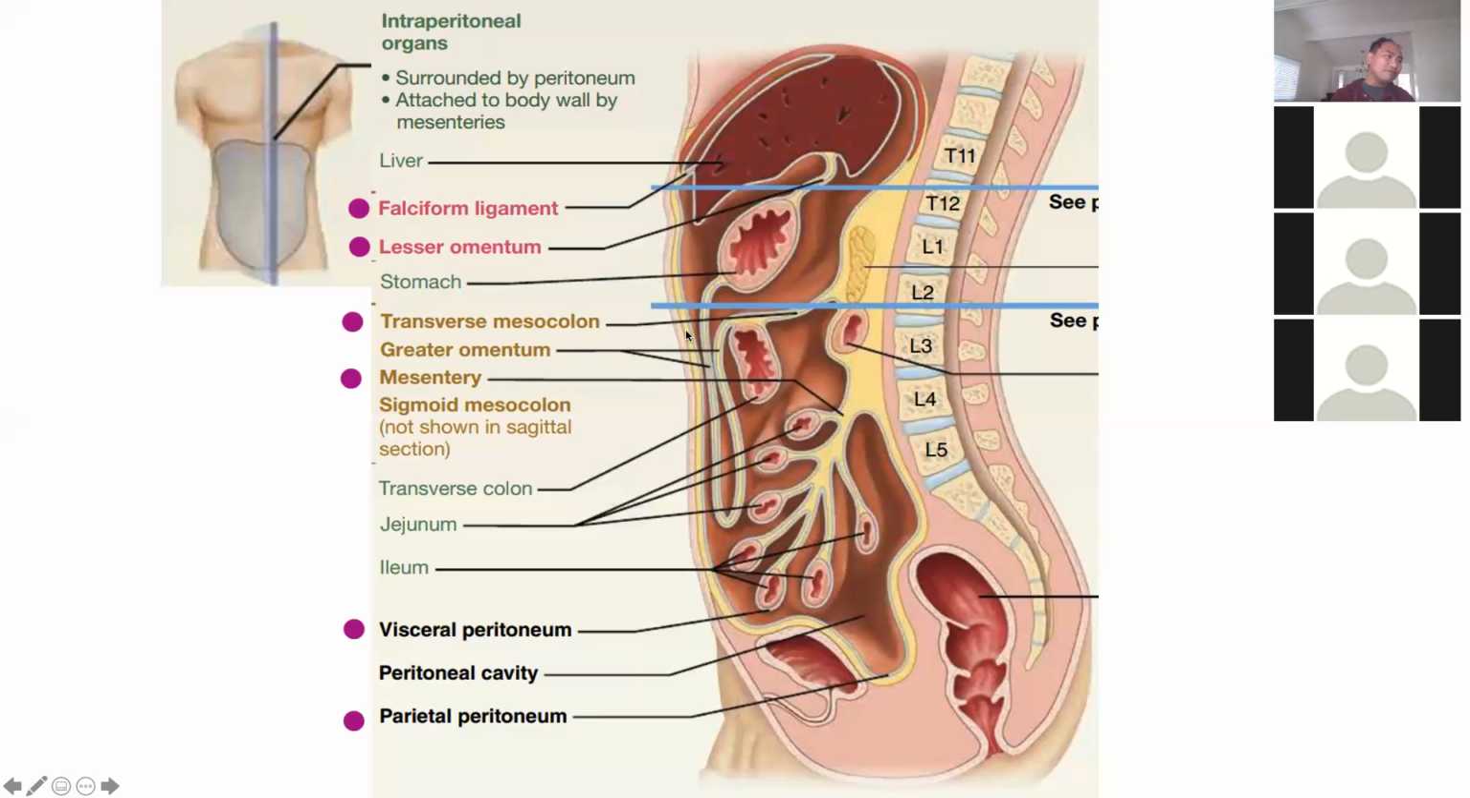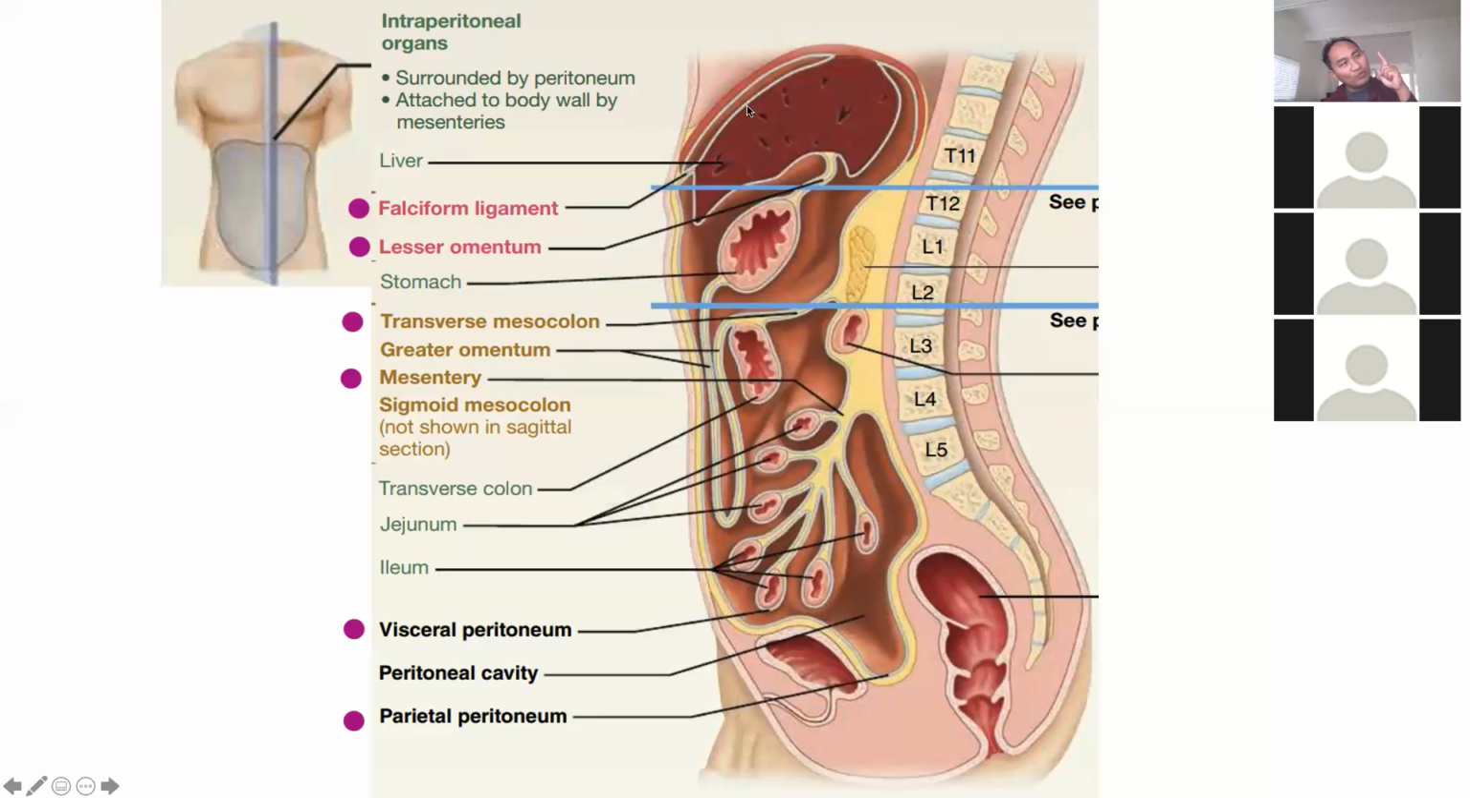Look at this peritoneum from the anterior abdominal wall, covering the diaphragm, and now it folds and covers the liver. So this portion, which is covering the diaphragm, is the parietal peritoneum, and the same thing, once it folds down and covers the liver, is called visceral peritoneum. So the same structure, but depending on what it covers, the name changes from parietal peritoneum to visceral peritoneum.